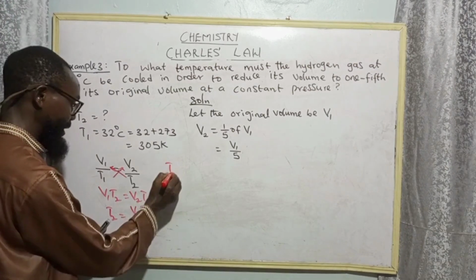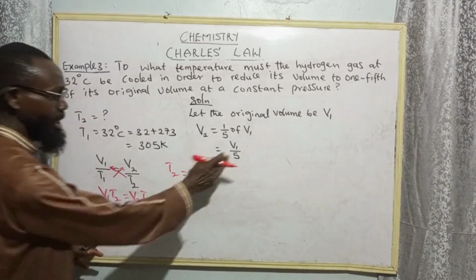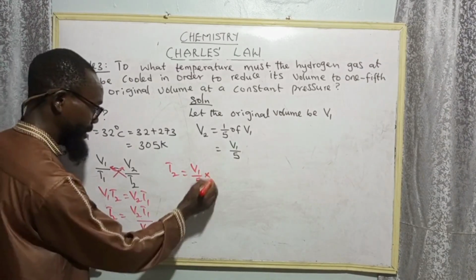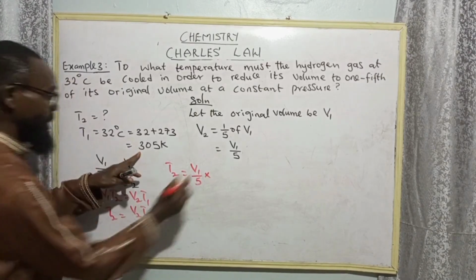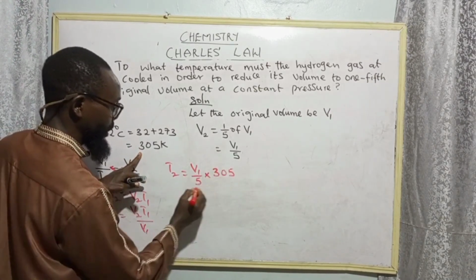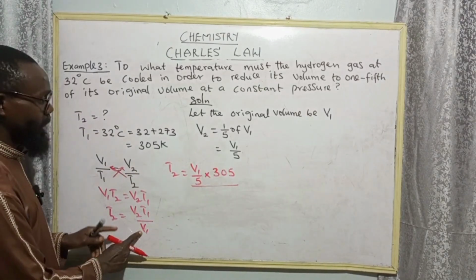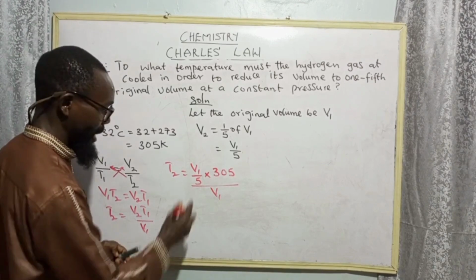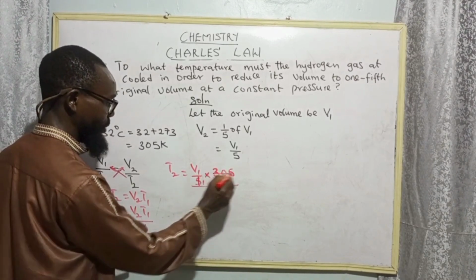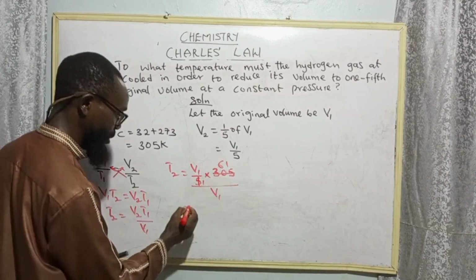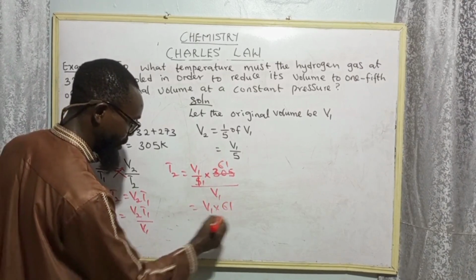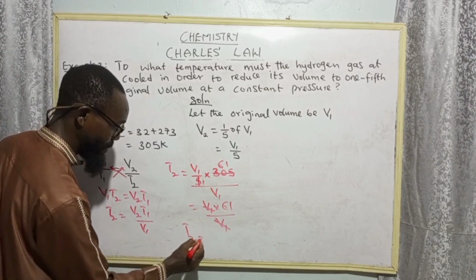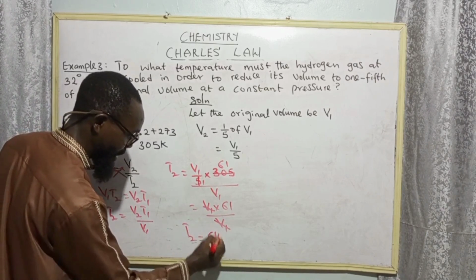From here, my T2 will now equal my V2, which is V1 divided by 5, multiplied by my T1, which is 305, divided by my V1, the remaining V1. So from here, I can have something this way: 5 in 305, we have 61. So V1 times 61 divided by V1. So V1 goes in V1. My T2 becomes 61 Kelvin.